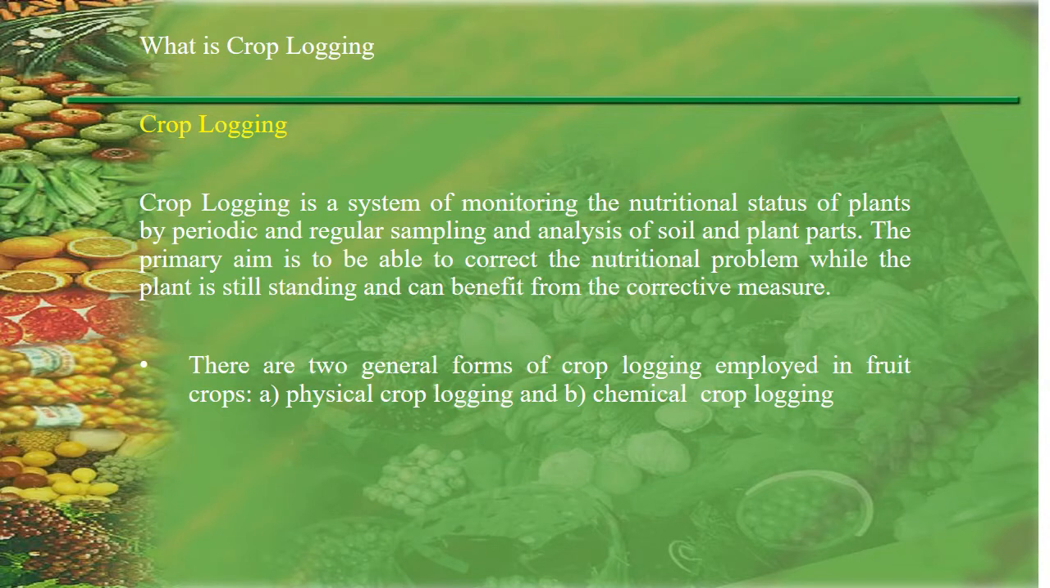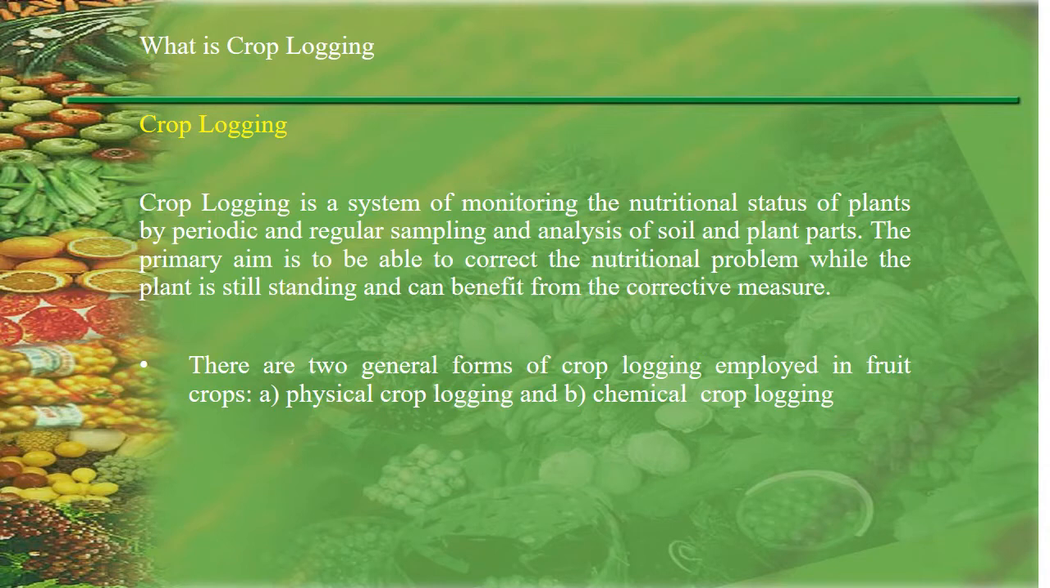What is crop logging? Crop logging is a system of monitoring the nutritional status of plants by periodic and regular sampling and analysis of soil and plant parts. The primary aim is to be able to correct the nutritional problem while the plant is still standing and can benefit from the corrective measure.